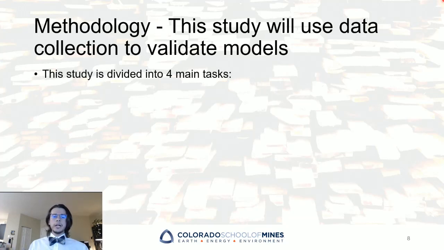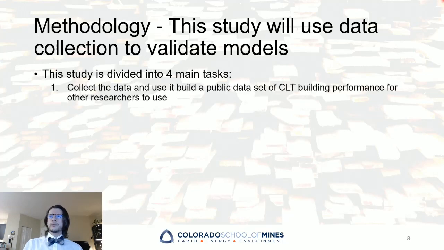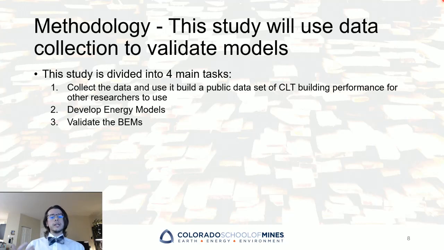Our study is divided into four main tasks. We're going to collect data from real CLT buildings and use it to build a data set that decision makers can use in assessing if they want to make a CLT building. We're developing baseline energy models of these buildings, and then we're going to use that data to validate the building energy models. And as a final step, we'll look at trying to optimize the operation of the buildings, accounting for the CLT that's in them.